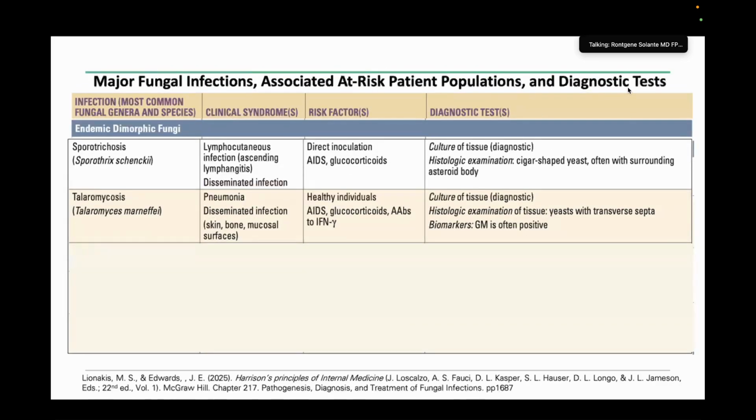And then the next group here are not so common. So you have sporotrichosis and talaromycosis. Your sporotrichosis usually infects the lymphocutaneous area, so it can cause lymphangitis. Now, this type of infection is usually confined among patients who have HIV/AIDS or those on glucocorticosteroid treatment. But in some patients, it can be an acquired infection through direct inoculation, so through contamination.